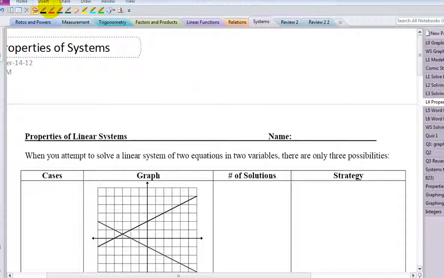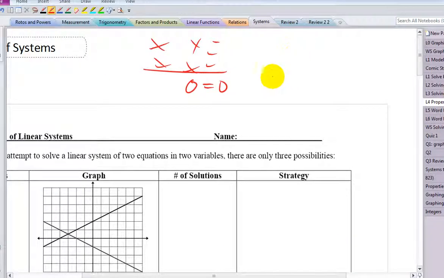You're going to be doing your little work, you've got your x, your y, and all of a sudden you're going to get something weird like this: 0 equals 0. Okay, so 0 equals 0, a little weird. Or you're going to do your math and get something like 0 equals 4.